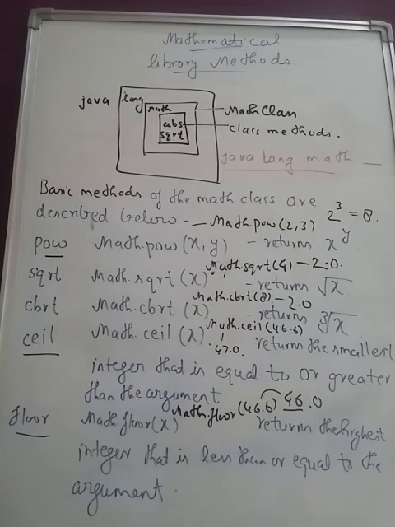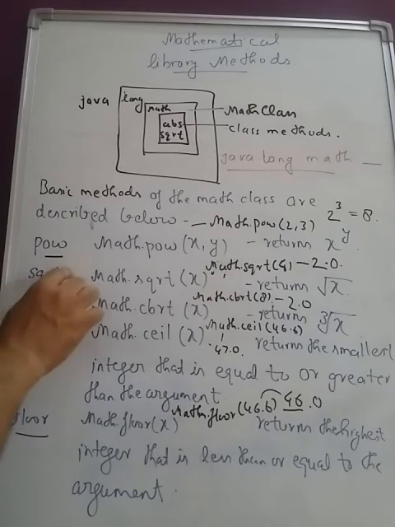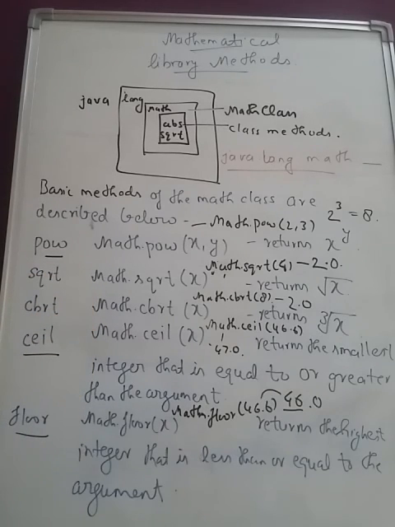Now in the next video I will discuss with you some more basic methods of the Math class, like round, abs and things like that. So this is the basic definition for these five kinds of methods. Once we have discussed the basics, I will tell you about simple programs for how to implement all these methods.